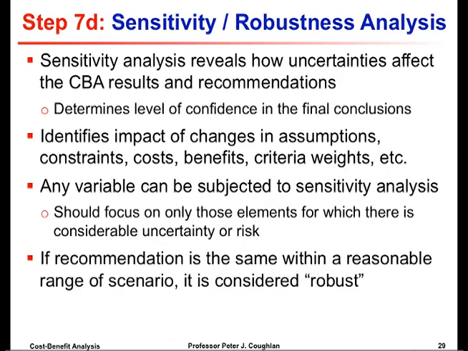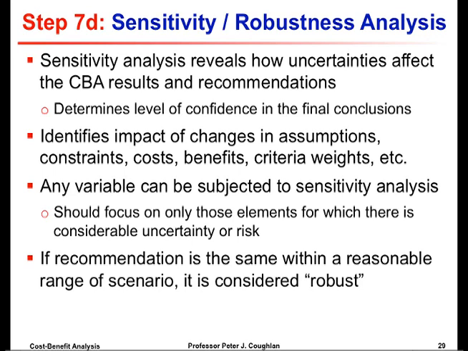Step 7D is the sensitivity or robustness analysis, testing your result for robustness. Sensitivity analysis basically reveals how different uncertainties affect the results of the recommendation. How confident can we be in this conclusion? If you're recommending option B, how confident can we be? And you can tell me, well, even if we're off on our assumptions by 20% one way or the other, we still find that option B is the best one. Then maybe I can be pretty confident, right?